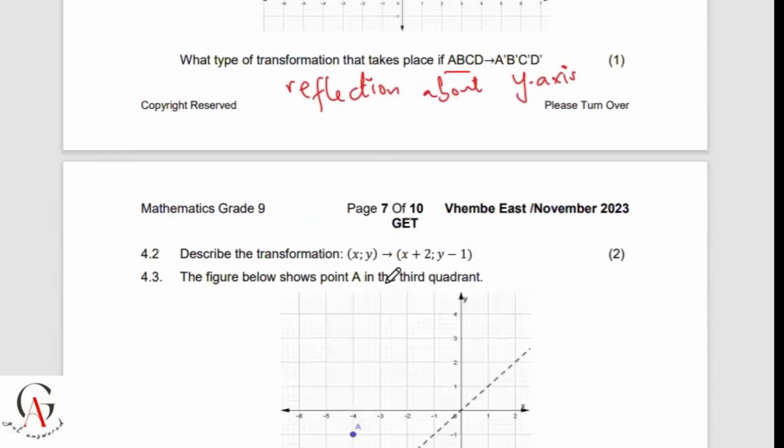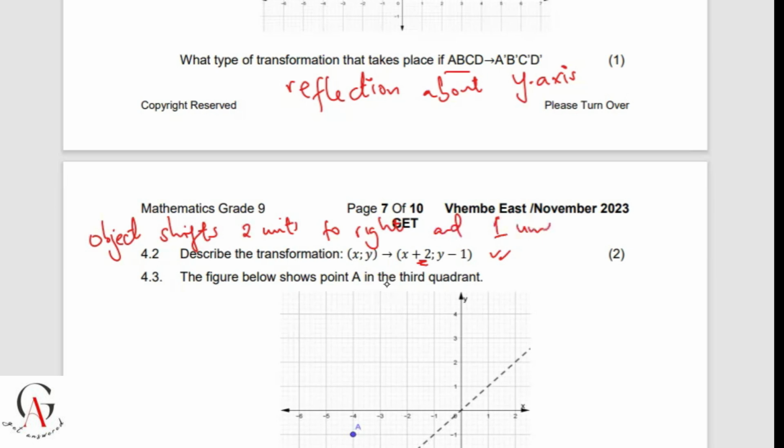Then describe this type of transformation. Remember, we saw this kind of question in the multiple choice. So what we can say is that the object shifts or slides 2 units to the right, and then 1 unit down. So the -1 is for down. The +2 is for the horizontal, the right. So plus is right, plus is up. Minus is left, minus is down.